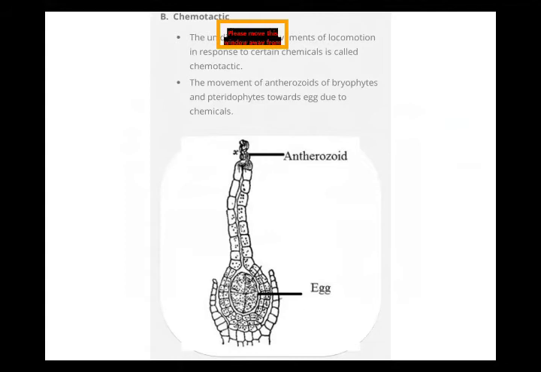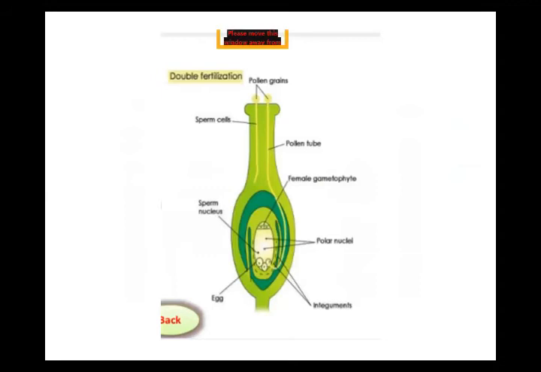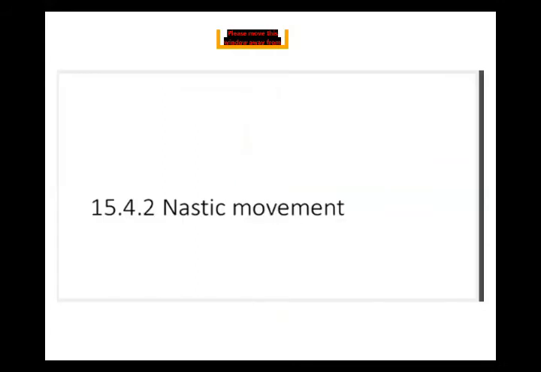chemotactic. Chemotactic is used in the process of fertilization. The pollen grain sticks on the stigma, and they are moving towards the ovules in the ovary and make one type of tube like this. The yellow color shows the pollen tube. This type of movement is called pollen chemotactic movement. Now we will move towards the last type of movement. This is called Nastic movement.